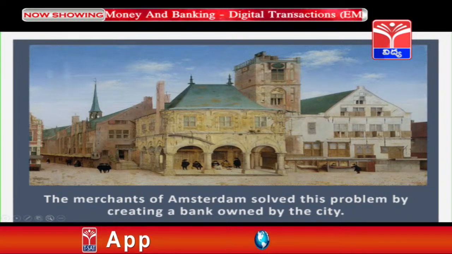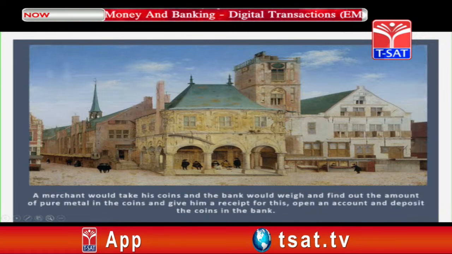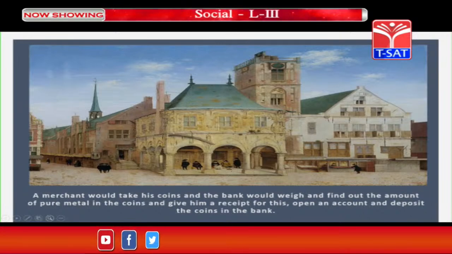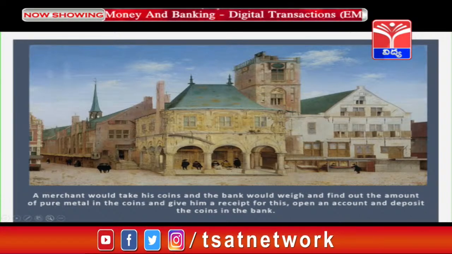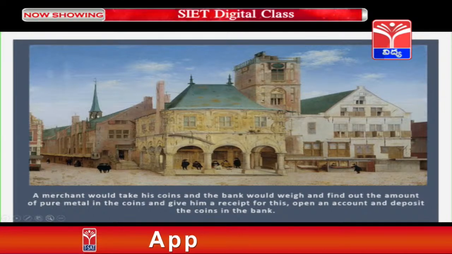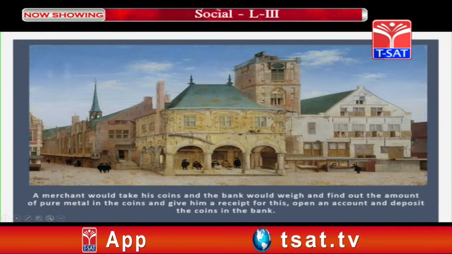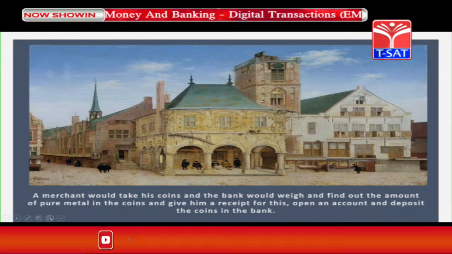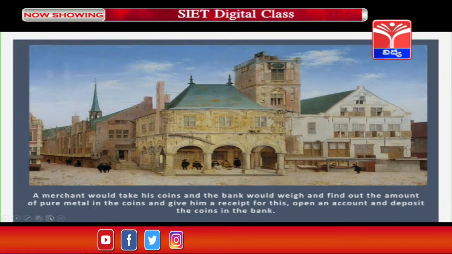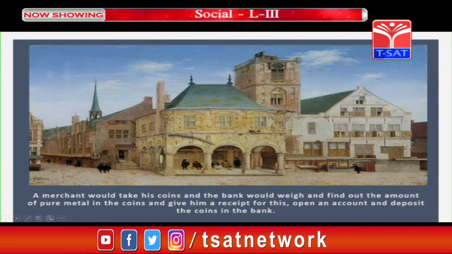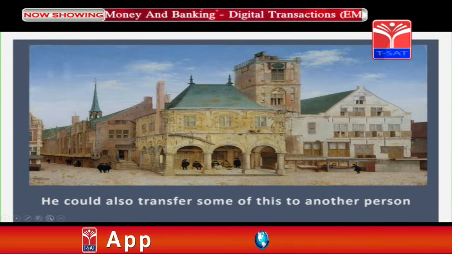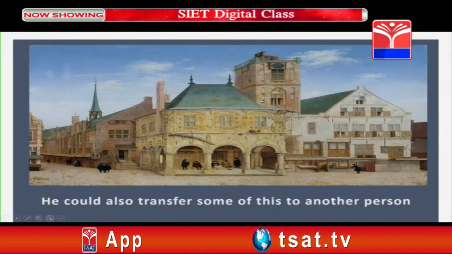They created a bank owned by the city. A merchant would take his coins and the bank would weigh and find out the amount of pure metal in the coins and give him a receipt for this, open an account and deposit the coins in the bank. Yes children, it is not necessary that they have to take the coins from the bank. If they don't need it immediately, they can deposit in the bank, and the bank will take the guarantee of safeguarding the money which is deposited into that bank. Whenever required, he could ask for the pure metal. He could also transfer some of these to another person if required.